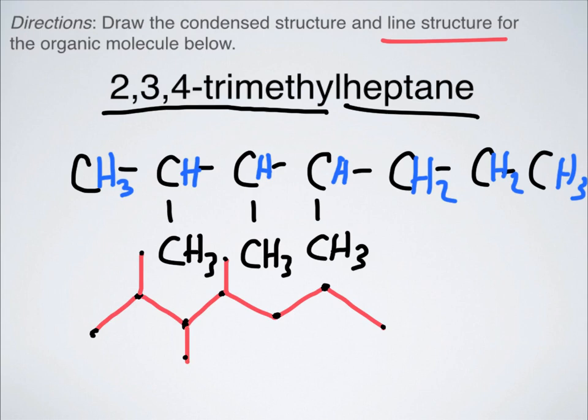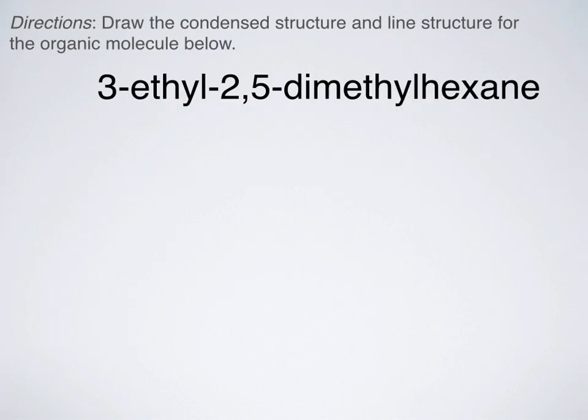This weird looking thing is actually the line structure for 2,3,4 trimethyl heptane. Let's try a different one. So draw the condensed structure for this: 3-ethyl 2,5-dimethyl hexane. Alright, so we're going to start with our straight chain first. So again, we have 3-ethyl 2,5-dimethyl hexane.